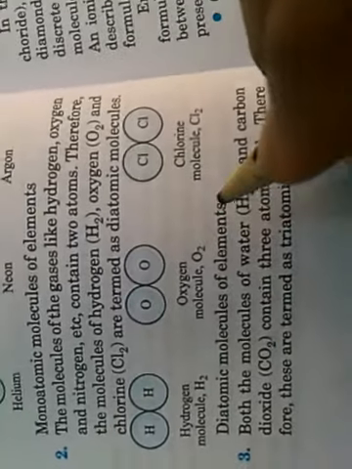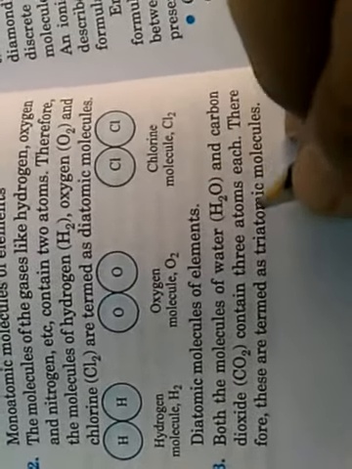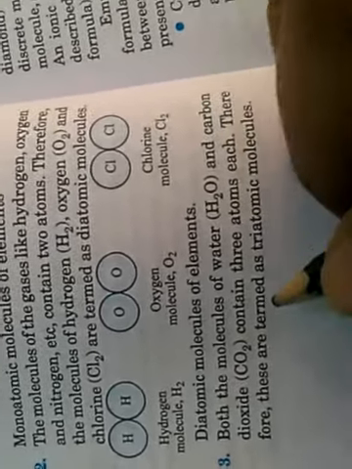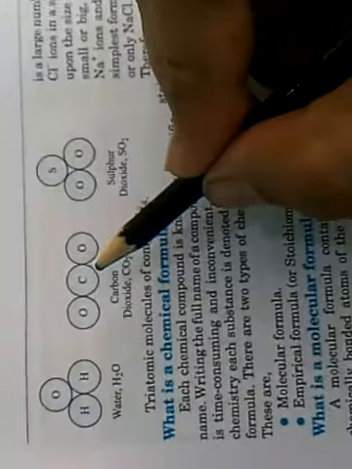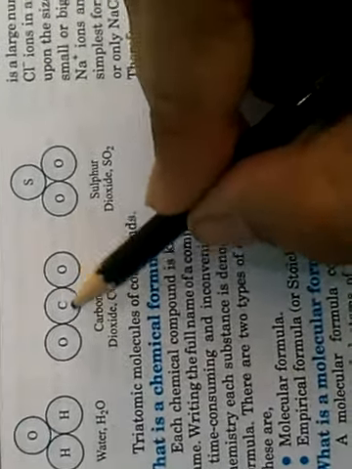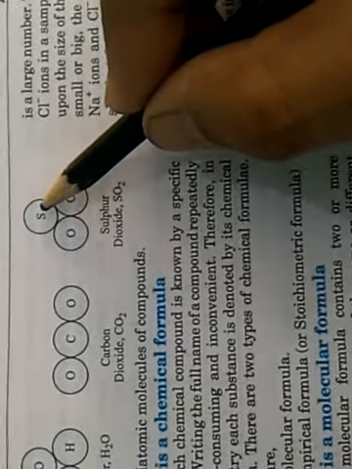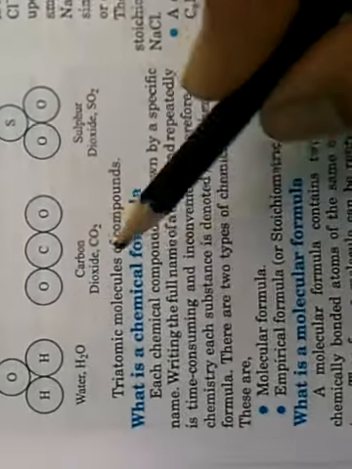Both the molecules of water and carbon dioxide contain 3 atoms each. Therefore, they are termed as triatomic molecules, because 2 is hydrogen and 1 is oxygen. Similarly, 1 is carbon and 2 is oxygen. Similarly, 1 is sulfur and 2 are oxygen in sulfur dioxide, so these are called triatomic.